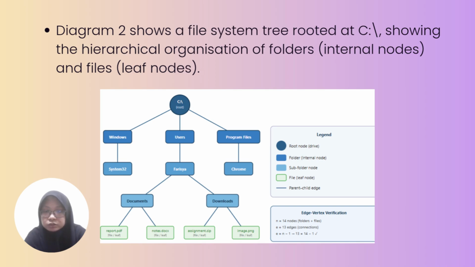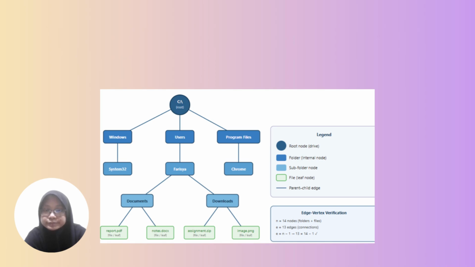They have no children. And now let's verify the edge-vertex theorem. If we count, we have 14 nodes, so we should have exactly 13 edges. And so this confirms the edge-vertex theorem, and we now have a valid tree structure.